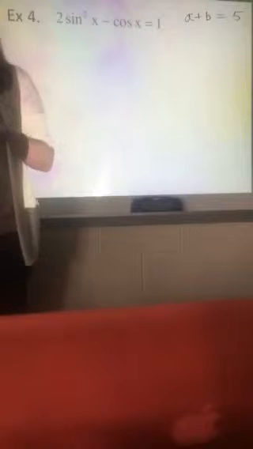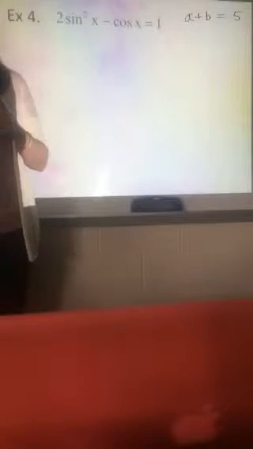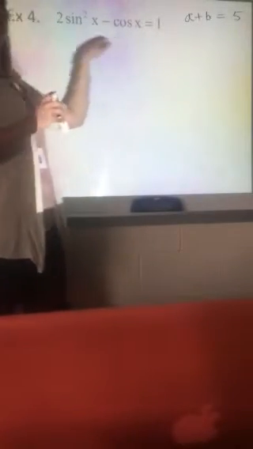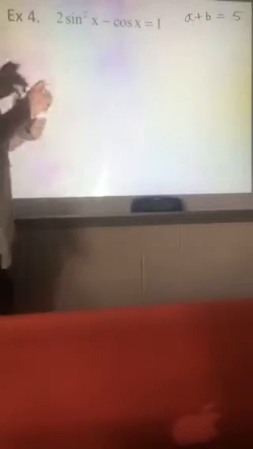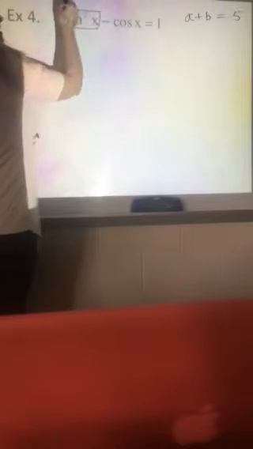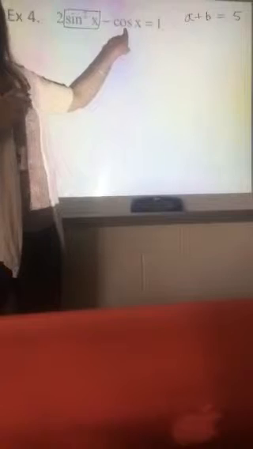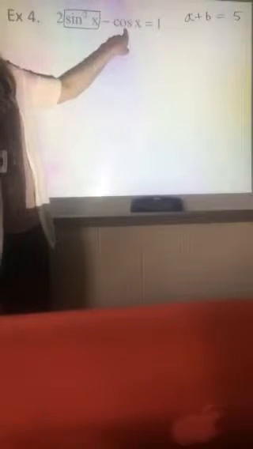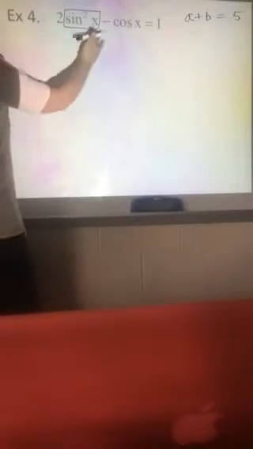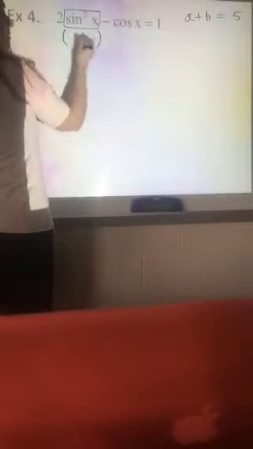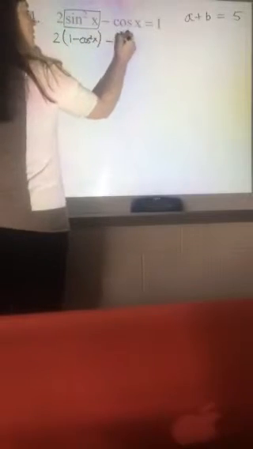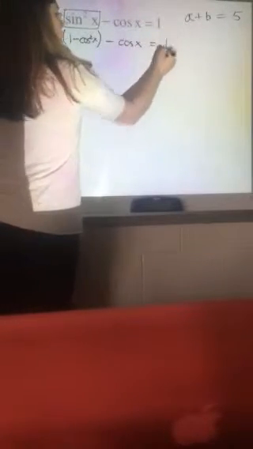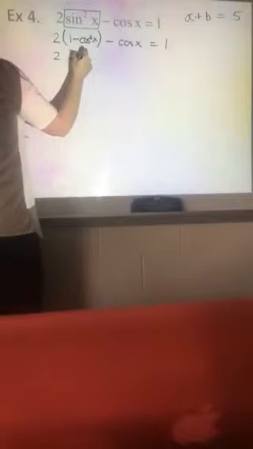What do you think? What can I replace in order to change the form of this so it's either all sines or all cosines? Sine squared x is 1 minus cosine squared, correct? I can't use a Pythagorean identity on regular cosine because it's not squared. So the box that I just drew, I'm going to replace with parentheses, and I'm going to say 1 minus cosine squared x, bring down the 2, bring down the cosine x and the 1. I can distribute.